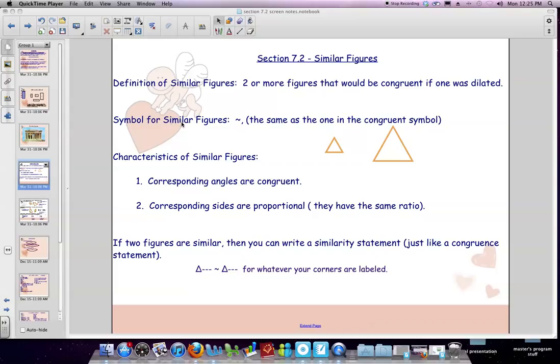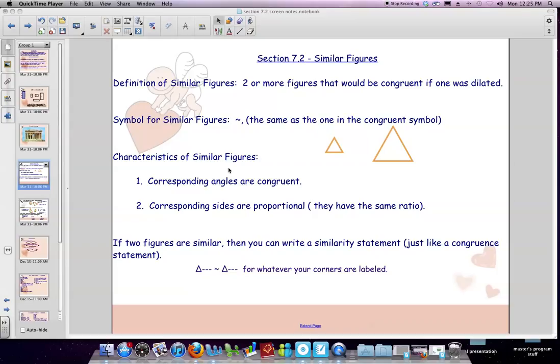The symbol for similar figures is the top part of the congruent symbol. The top part means same shape. The equal sign meant the same size, so together that's how we got congruent. For similar, all we're talking about is that they are the same shape. They do not have to be the same size.